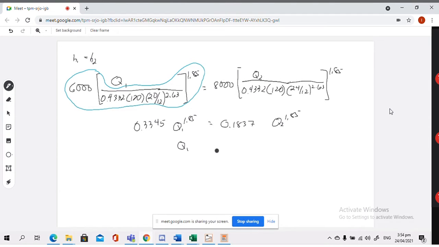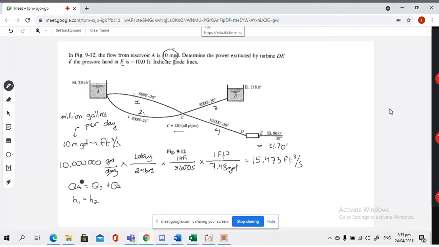Afterwards, you have Q1 in terms of Q2. Simplify, just divide: 0.1837 divided by 0.334, then raise it to the 0.185. So this is 0.723. Okay, so Q1 is equal to 0.723 Q2.